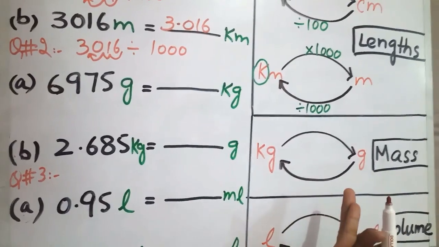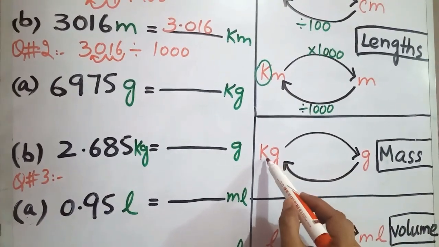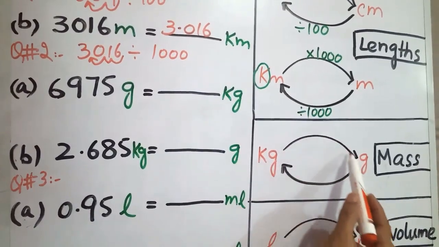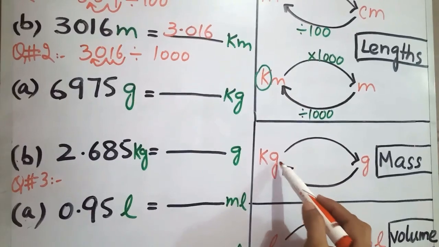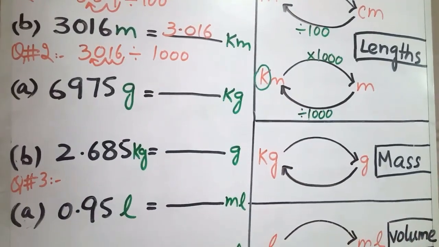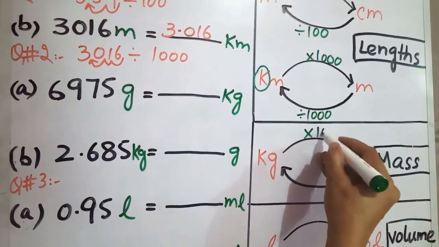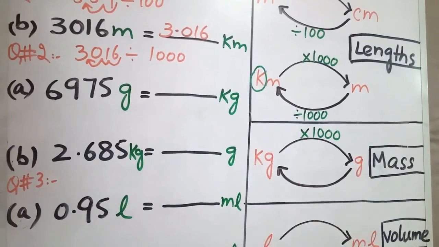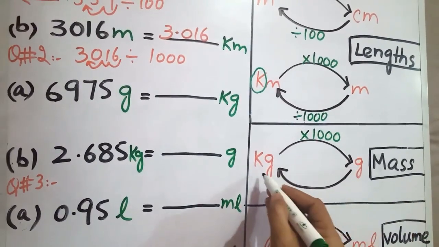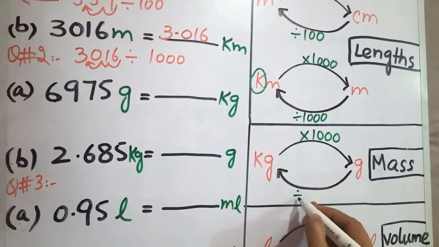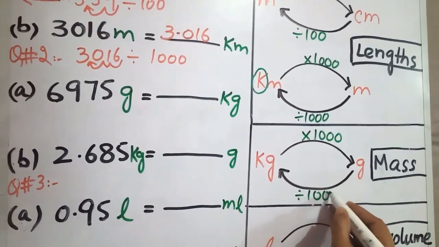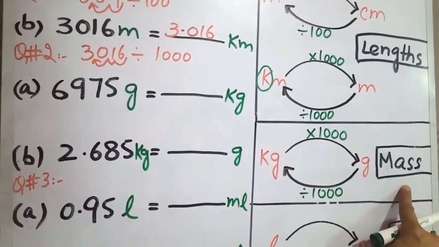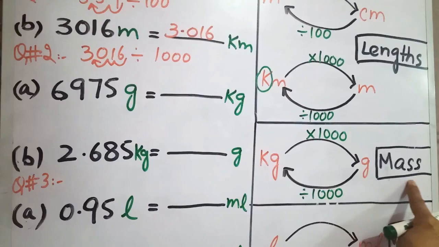Now in case of mass, you can see the direction of the arrow. When we go from kilograms to grams, we multiply by 1000. When we go from grams to kilograms, we divide the number by 1000. This is the case of mass in converting measurements.